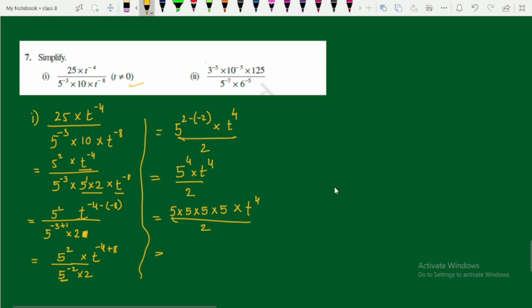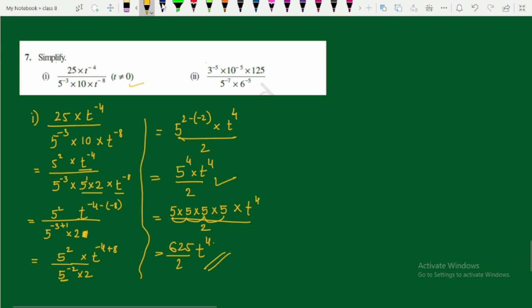So 5 5s are 25, 25 5s are 125, 125 into 5 is 625 upon 2, sorry, it is 2, and the last remaining term, t raised to 4, we are going to write as it is. So this is the final answer. We can stop here also, but if you want, you can simplify till the final answer. Okay, this is the answer. In this way you can simplify.